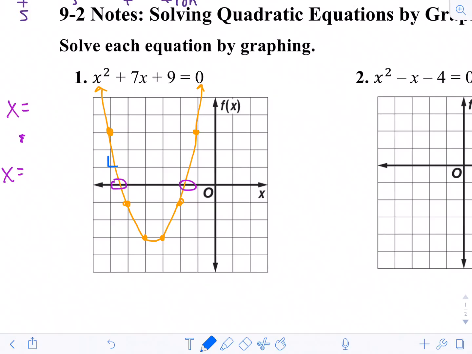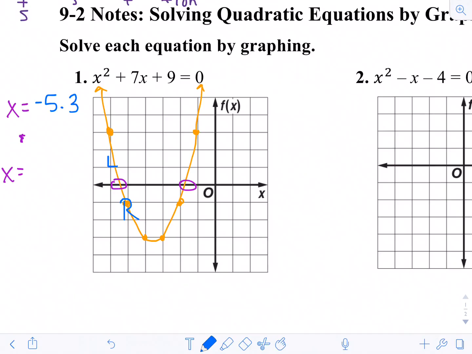So second trace 2. Now we want left bound. Left bound, you want to be above and hit enter. And then you go right bound. So move the arrow, hit enter. Your right bound is somewhere down here. Then you hit enter one more time because it says guess. And we're going to round just to the nearest tenth. So this would be -5.3.